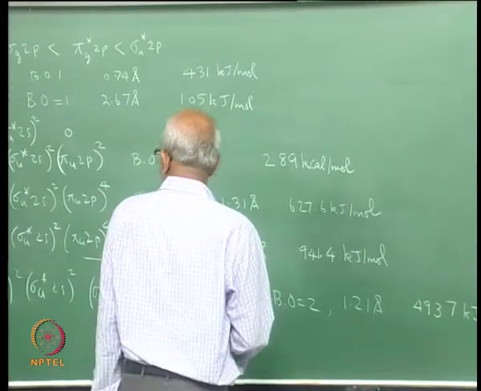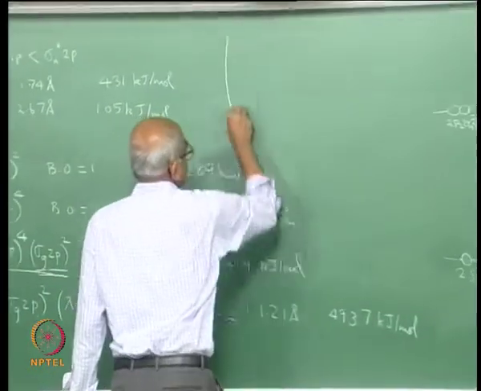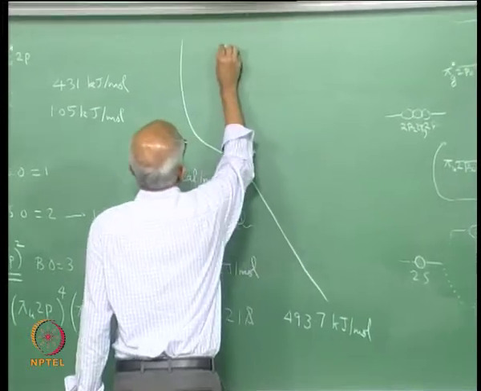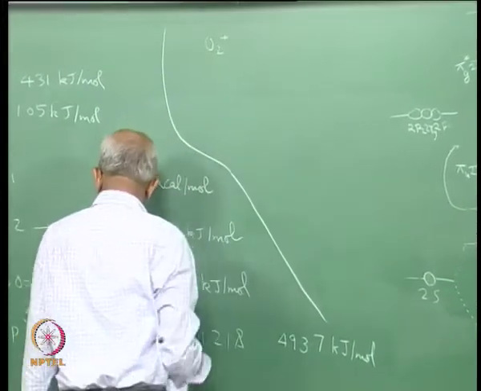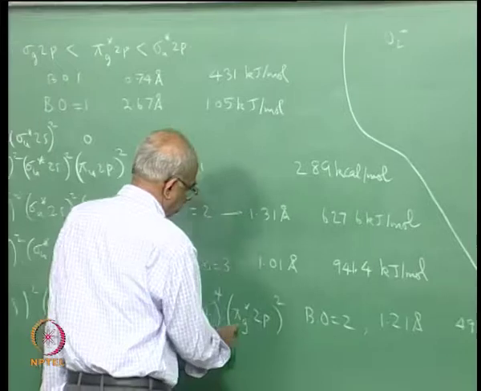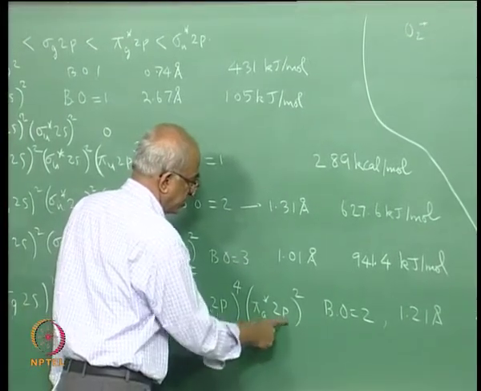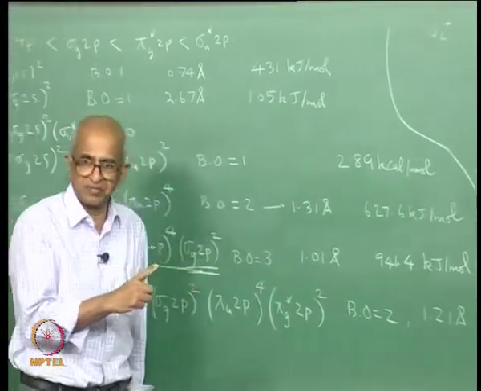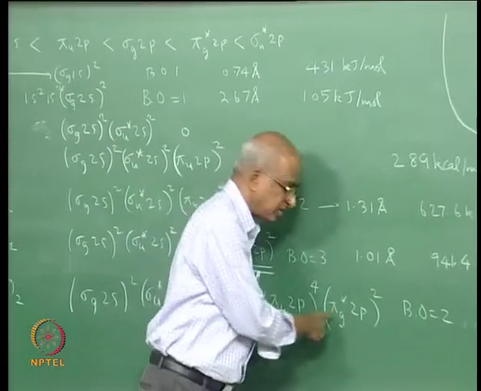I do not have any space, let me just write here. If I make O2 plus, then what are you actually doing? You are removing one electron from this orbital, and this orbital is actually anti-bonding. This orbital pi g star 2p is anti-bonding.